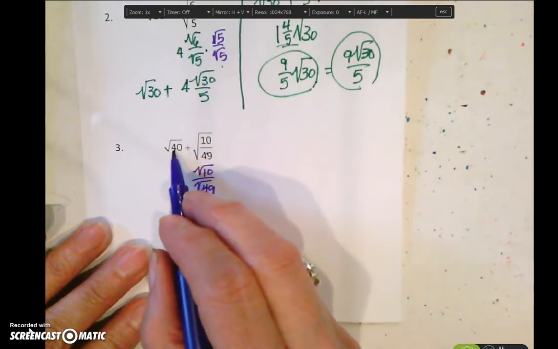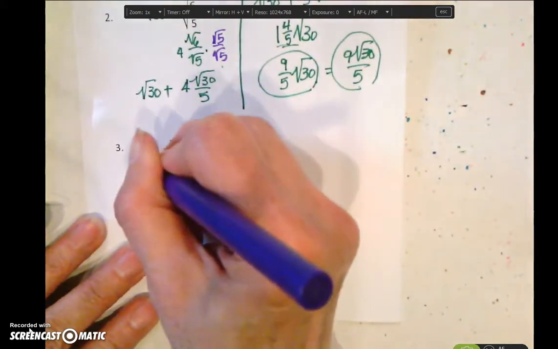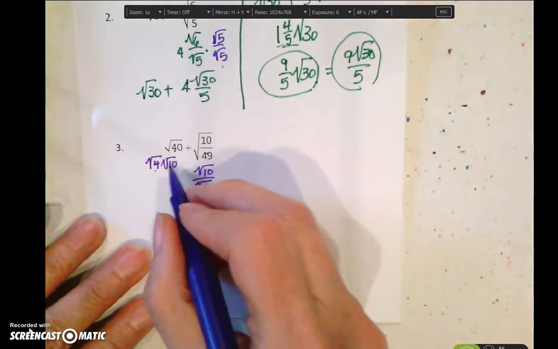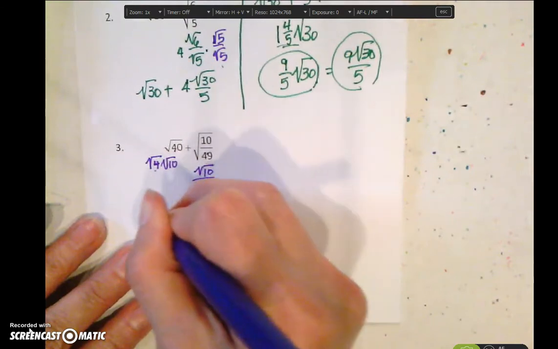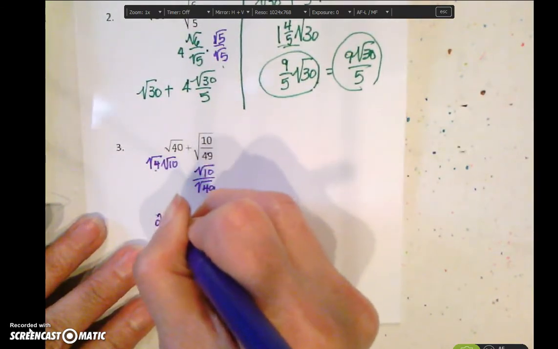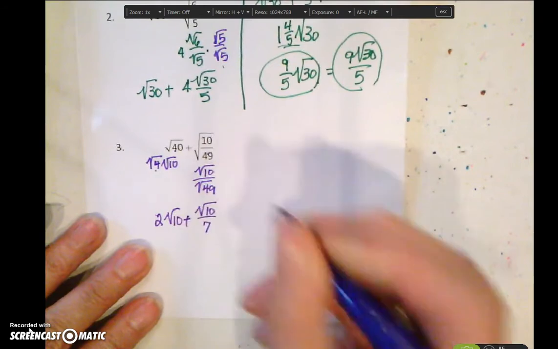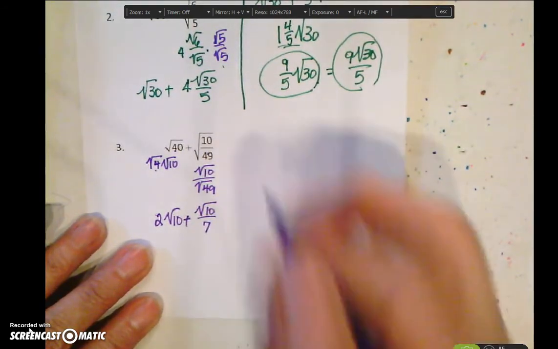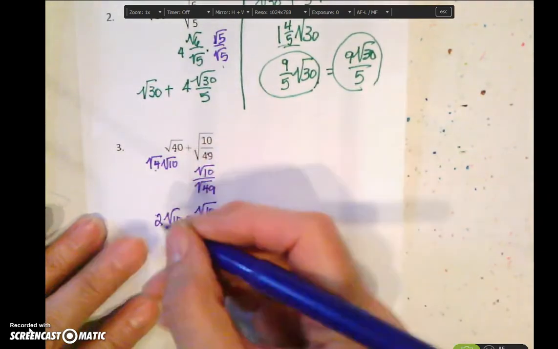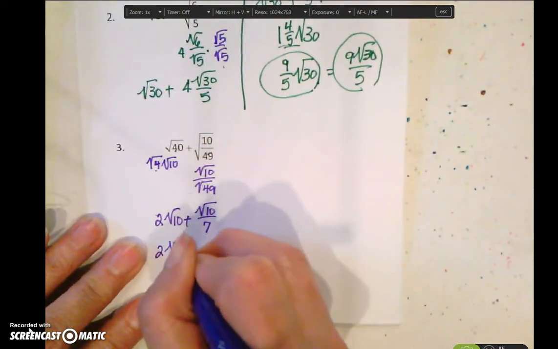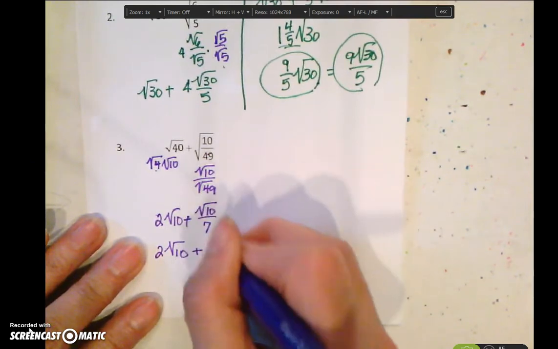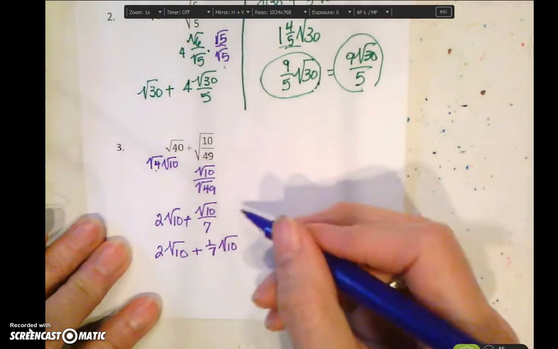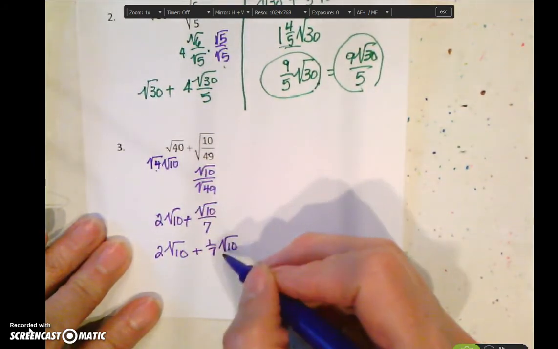All right, but here, square root of 40 can be simplified. So that's square root of 4 times the square root of 10. So that's going to be 2 radical 10. So right now I have 2 radical 10 plus radical 10 over 7. So again, let's go ahead and change this to a fraction. There's an understood 1 right there. So I have 2 radical 10 plus 1/7 radical 10. So there's my 1 over 7.